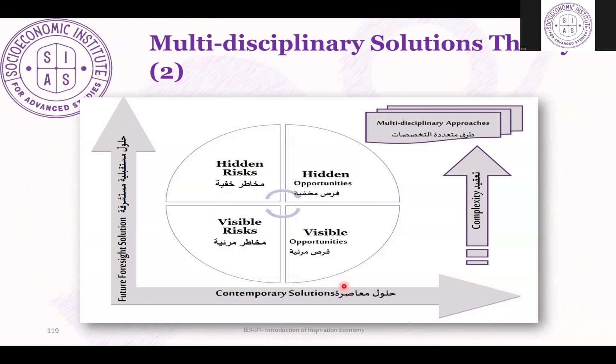The multidisciplinary solutions theory is based on seeing opportunities through future foresighted solutions and through contemporary solutions. Through this theory, we can see the hidden risks, the visible risks, the hidden opportunities, and the visible opportunities within the system.